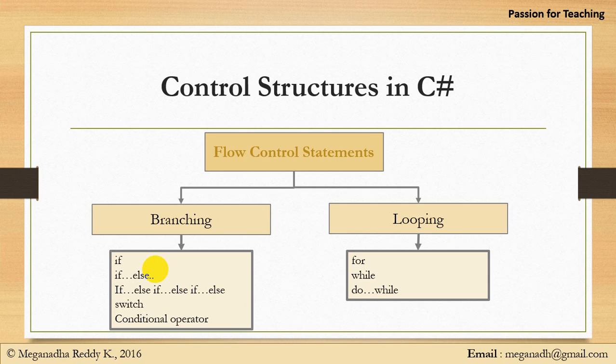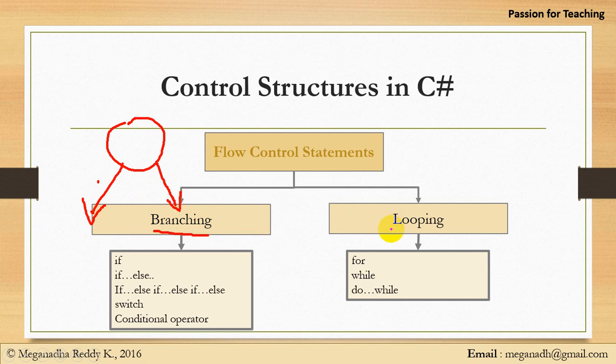Let's take a simple example for branching. If you want to check whether a number is even or odd, you have to write an if condition. You have two options here. If the number is divisible by 2, it's an even number. If the number is not divisible by 2, it's an odd number. Here you're taking one option based on two options, so that is called branching.